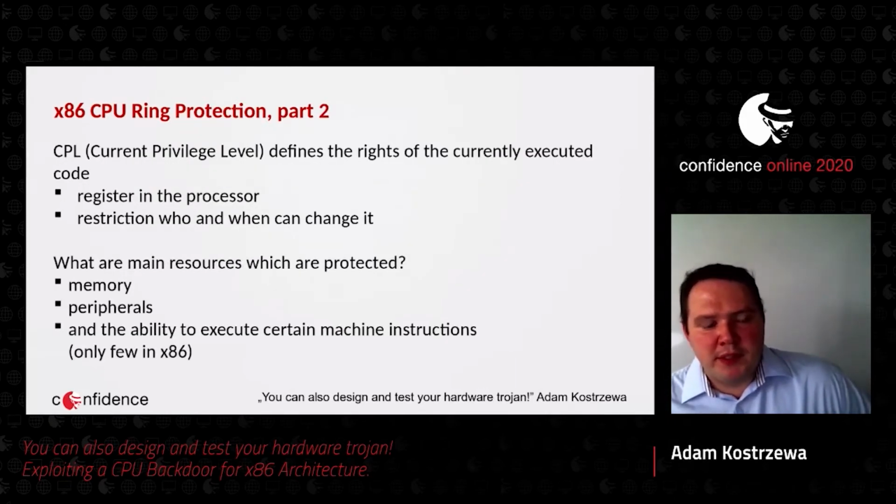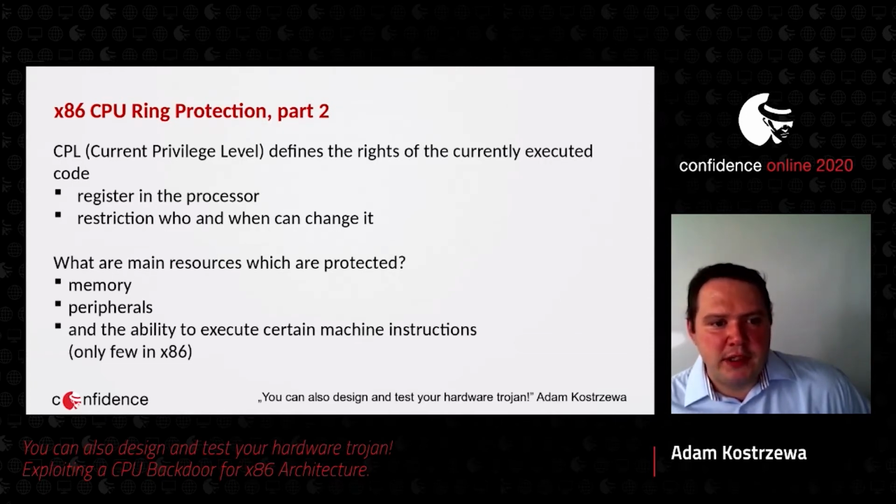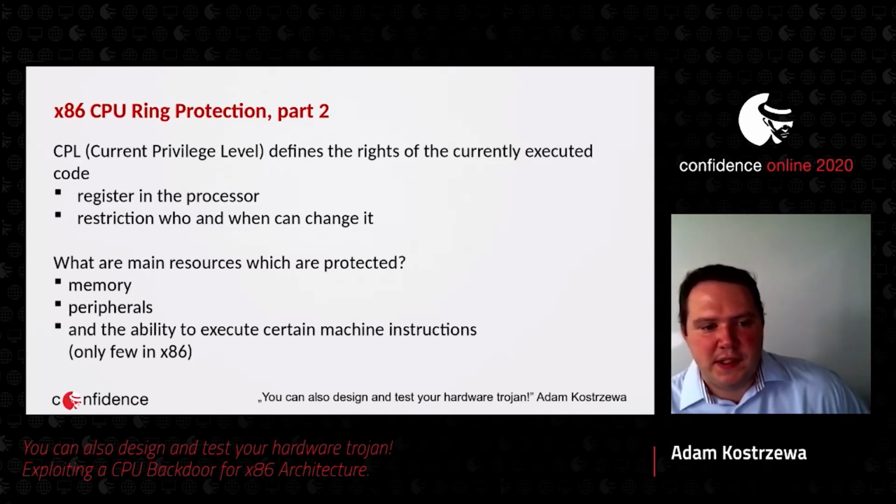The processor must store somewhere information about the current mode of its operation, whether it be kernel mode or user mode. It's stored in a register in the processor, and this value is called the current privilege level, or CPL. And there is a very strong restriction on who can change it and when. You cannot just write to this register and change the CPL value yourself. It's done for you in hardware whenever certain actions are conducted in your system. I will be talking about those actions in a sec.